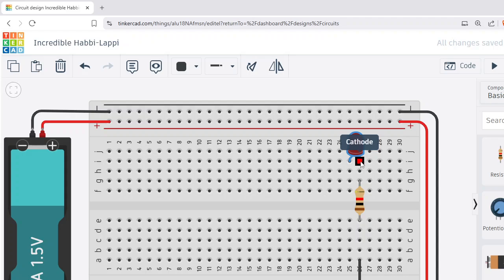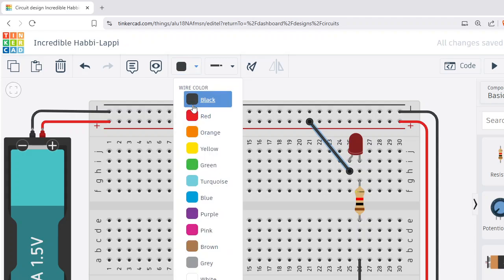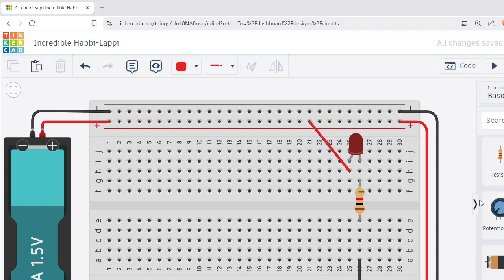Cathode is supposed to be connected to the negative, right? And anode is supposed to be connected to the positive. So how do I connect it to the positive? I can connect it from here and going on to the positive. Okay, let us make this red. I've done it directly. Are we okay so far?